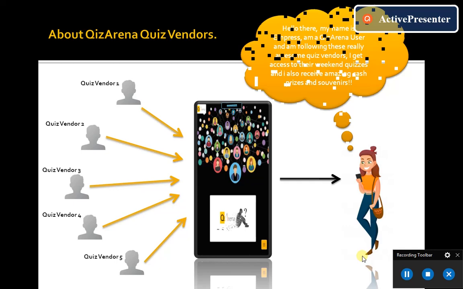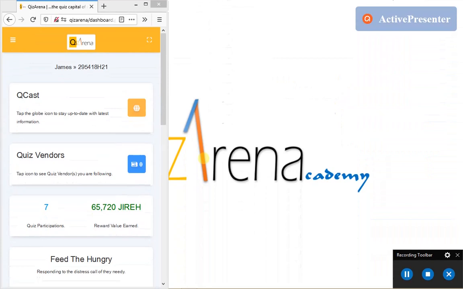So a user can decide to follow quiz vendor 1 and quiz vendor 3, and by so doing he or she will only have access to quiz contents that are published by quiz vendor 1 and quiz vendor 3. Okay, now that you understand what the quiz vendor is all about, I'm going to show you in this segment how to follow a quiz vendor practically.